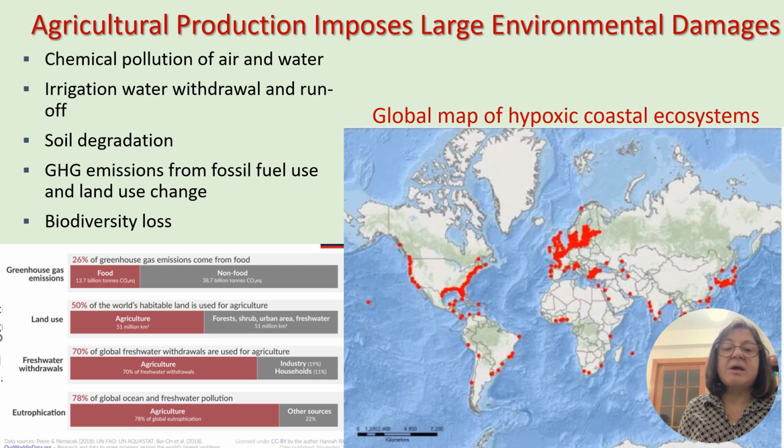And in the process, agricultural production has been accompanied by large environmental damages. These damages have taken the form of chemical pollution of air and water. Irrigation water withdrawal and runoff is high. There is also increasing soil degradation in many parts of the world. And GHG emissions from fossil fuel use and land use change contribute a significant portion to total global emissions. Agriculture is also contributing to biodiversity loss.